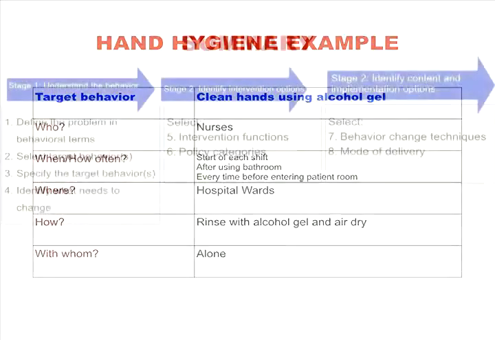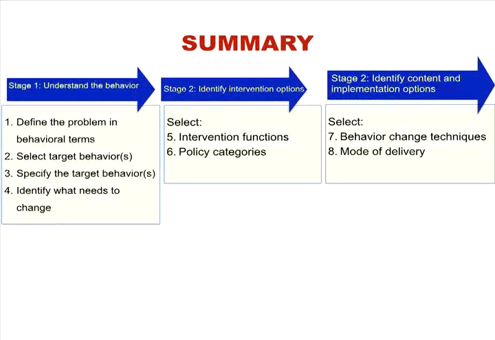So to summarize, we're going to define the problem in behavioral terms, list out all of the potential target behaviors, and then select them. And then once you select the ones to address, you're going to specify them. So I'm going to go over one example of this.